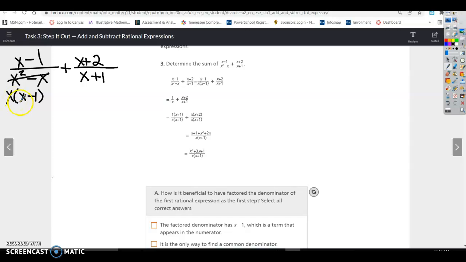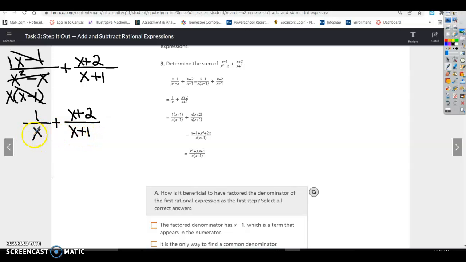Okay, now when I do that, I can see that these have a common factor. So now I have a 1 as a placeholder on top, and the common factors will reduce. So let's rewrite this, clean it up a little bit. All right, so I have 1 over x, and then plus x plus 2 over x plus 1. Now I want to find a common denominator. Okay, I cannot just add 1 to both sides because I can't turn a monomial into a binomial.